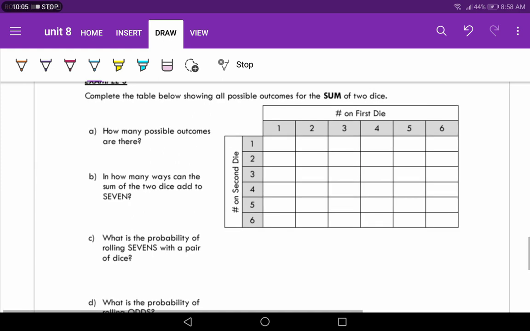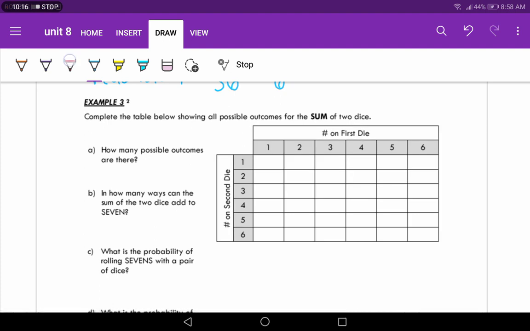Next example. Complete the table below showing all possible outcomes for the sum of the two dice. Okay, so the sum, when you see sum, you should know that's addition, right? Sum comes from addition. So what we're doing here is we are adding together the number on the first die with the number on the second die. So 1 plus 1 in this column, 1 plus 2, 3 plus 1, 4 plus 1, etc. Okay, 2 plus 1, 3, 4.